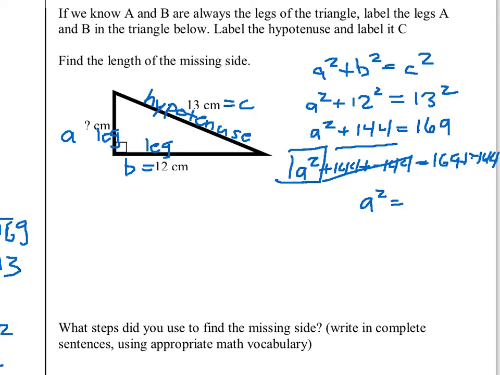When we do this, we get 25 because we end up with 169 minus 144, which is 25. So a squared is 25. Now, is the length of the leg equal to a squared? No, it's equal to a. What do I need to do to finish solving this equation?